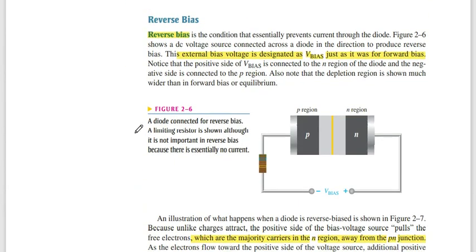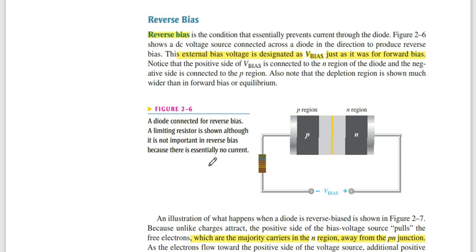Next point is reverse bias. In reverse bias, the diode is connected in the opposite way. The P region is connected to the negative terminal and the N region is connected to the positive terminal. What happens when we connect the diode in the opposite direction? The depletion region becomes wider and wider, and it acts as an open switch, an off switch.